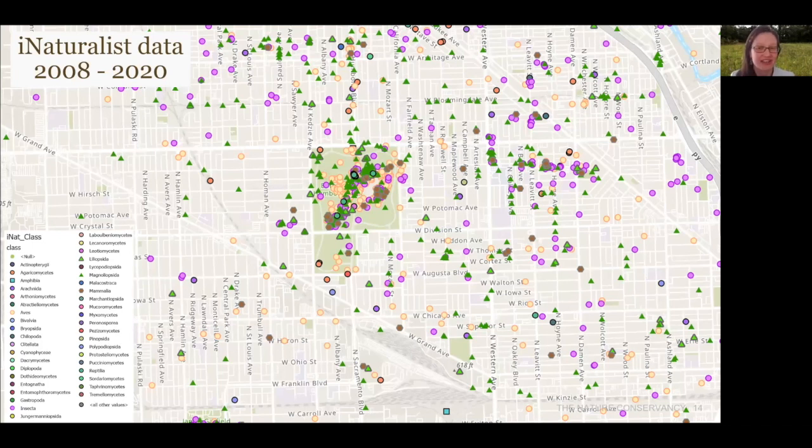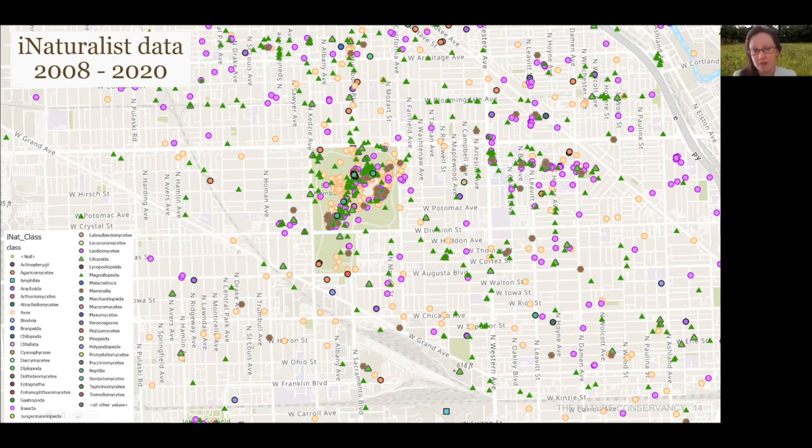So to take a look at the data set that we have in hand, we're looking at iNaturalist research grade observations for Cook County from 2008 to 2020. So here's a first look at what these data look like. You can see that I mapped them here, and each color represents a species that belongs to a certain taxonomic class or group. For example, the yellow dots are birds, the purple colored ones are insects, and the green triangles represent plants. On this first look, we can already start to see that some of these observations are clustered together and some of them are more dispersed or spread out.